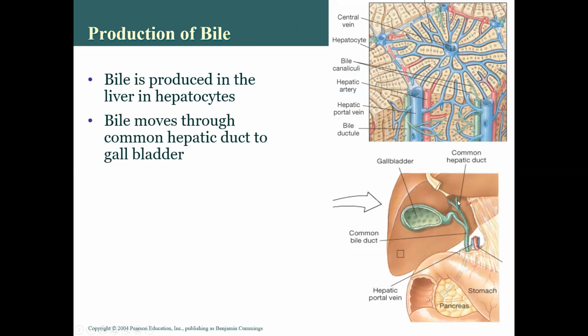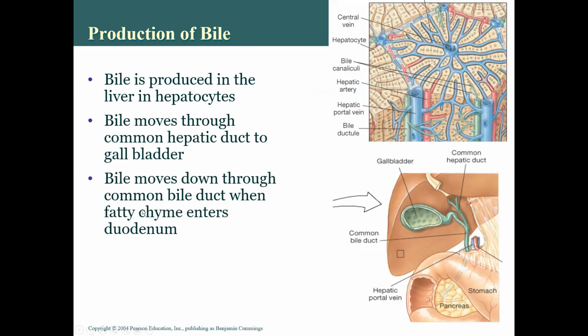Bile moves through the common hepatic duct, you can see right here on the underside of the liver, to the gallbladder. So it kind of makes a U-turn right at this V shape and goes into the gallbladder. Bile moves down through the common bile duct and enters the duodenum, or small intestine, when CCK is released. If somebody doesn't have a gallbladder, you can't store bile, so you can't have a large amount of it. That means people who don't have a gallbladder might have some difficulty digesting fats.